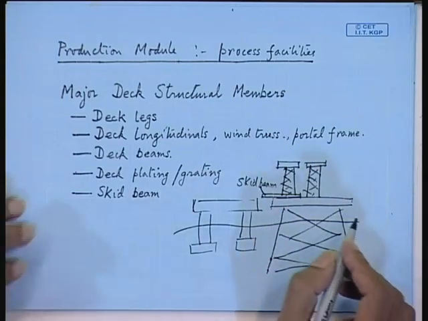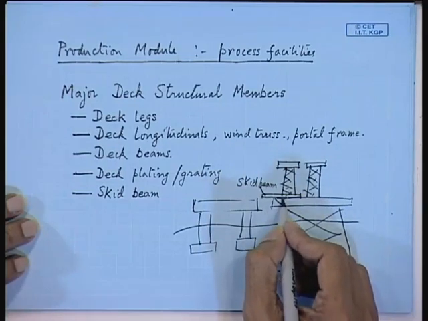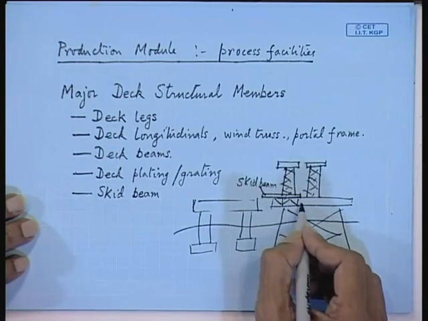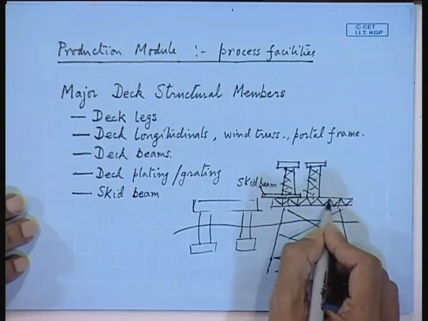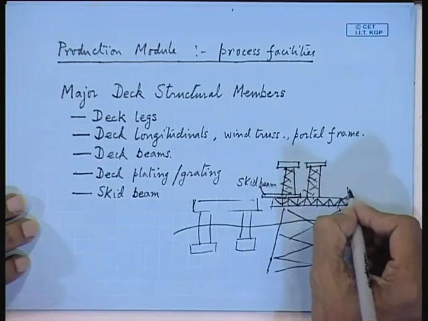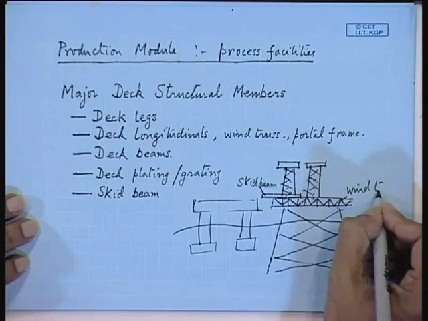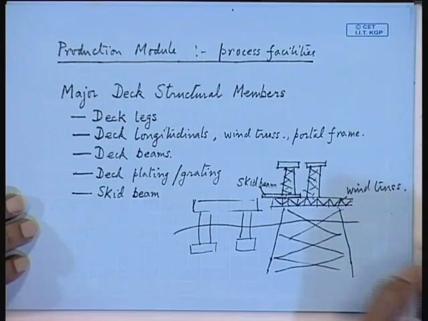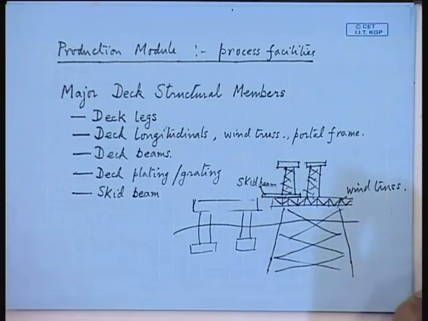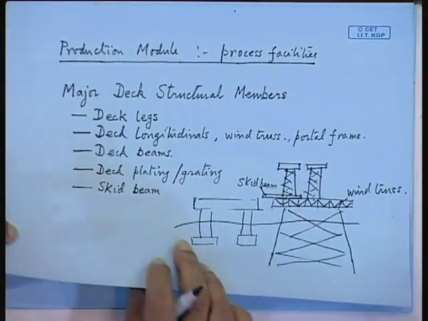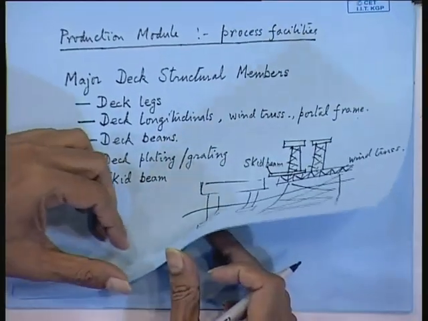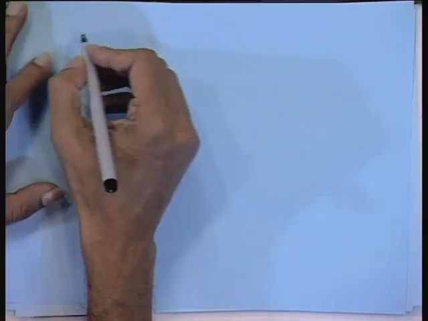So all these things have to be designed. So in case of the module support frame, you have to design. These are called wind truss. The wind truss, because it is exposed to wind, not the underwater truss, which is exposed to waves and current. So these are the major deck structural items which have to be designed, and after this you design what is called the tower, which is also called a jacket.